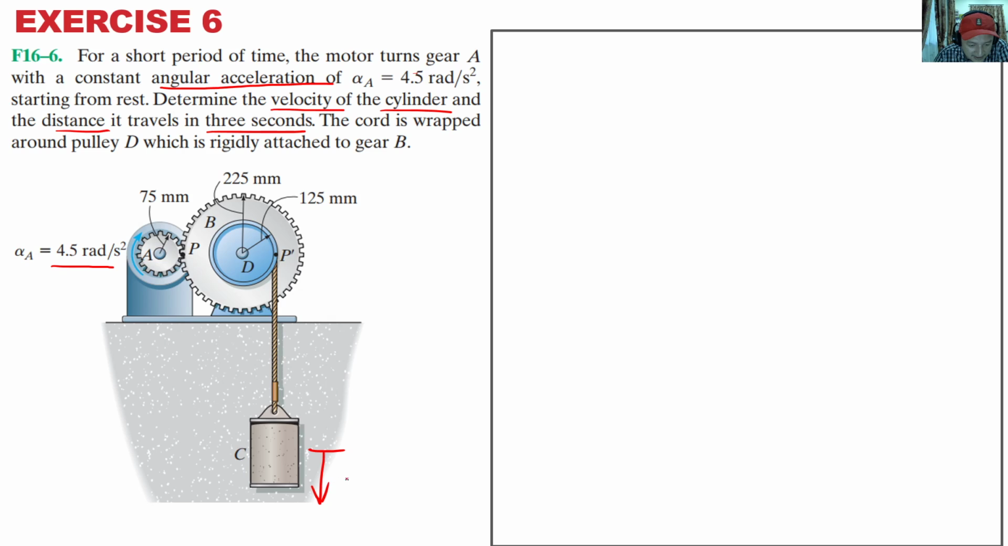Okay, velocity, VC and SC. VC is traveling linearly, so this is meter per second. SC is meter. Doesn't look so bad. It looks so easy. Yeah, you gotta analyze it. 75, 225. This one is 125. This one is in mesh with each other. Shouldn't be so hard.